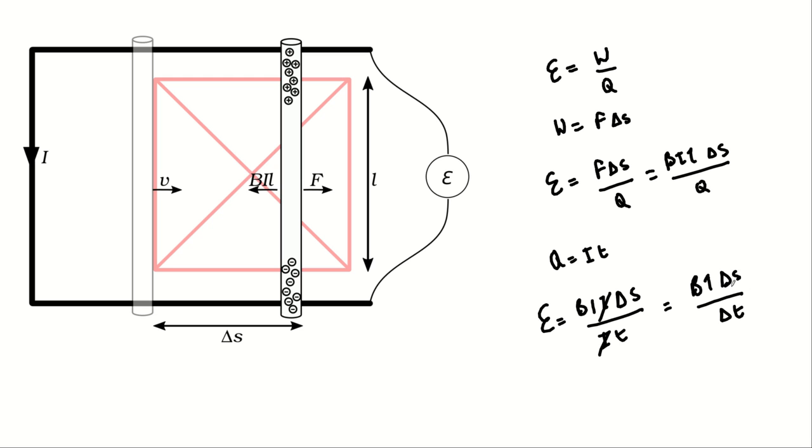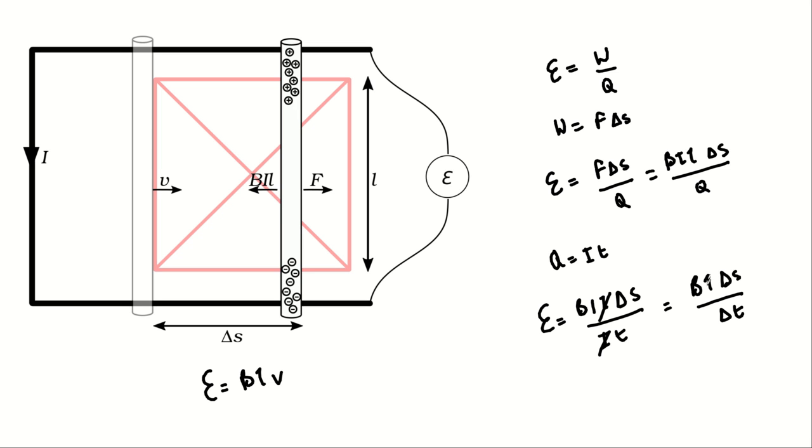Okay, now there's two things we can see here. The first thing is we can see that delta S over delta T is my velocity, so we can say that the induced EMF, for a single wire, is BLV, where B is the magnetic flux density or the field strength, L is the length of the wire in the magnetic field, and v is the velocity the wire is moving.